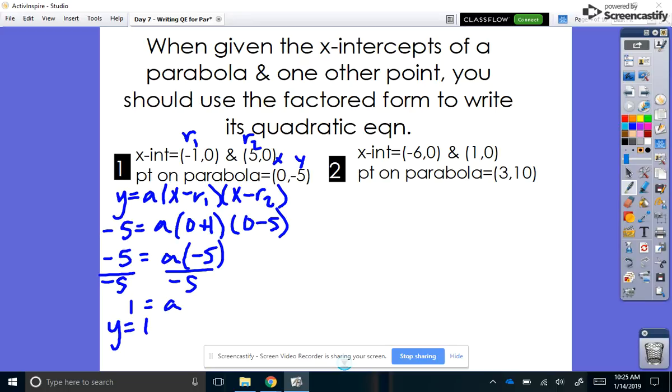So y equals 1 times x plus 1, x minus 5. And then you don't need to write that 1. So you can leave it this way, or you can just write it as y equals x plus 1 times x minus 5. If you understand how that works, I want you to pause the video, try the next one on your own, and then hit play when you're ready to check your answer.